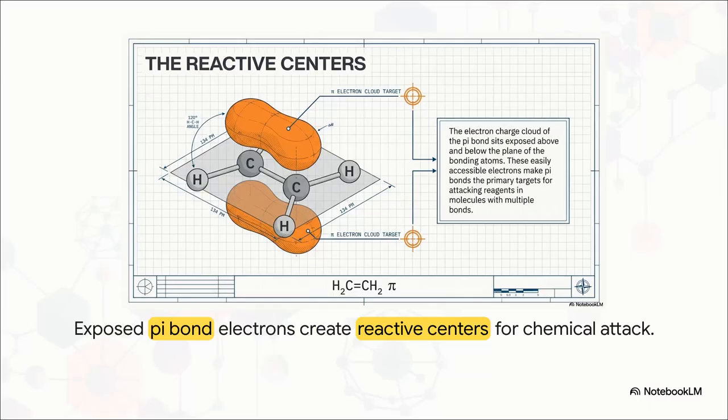And here it is. This is why pi bonds are so incredibly important in chemistry. Their electron clouds are just sitting out there exposed, above and below the main sigma framework. This makes them like a giant, flashing neon sign for other molecules that are looking to react. When it comes to organic chemistry, the pi bonds are almost always where the action is.